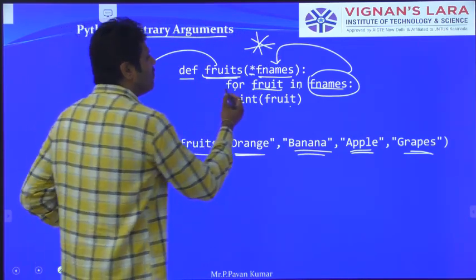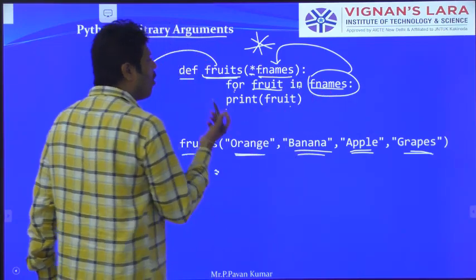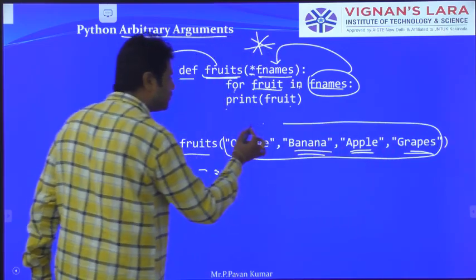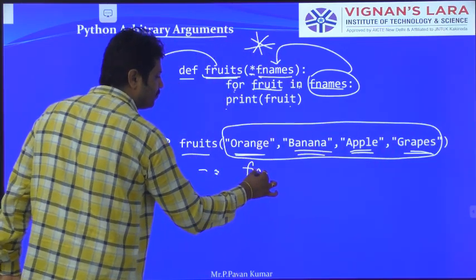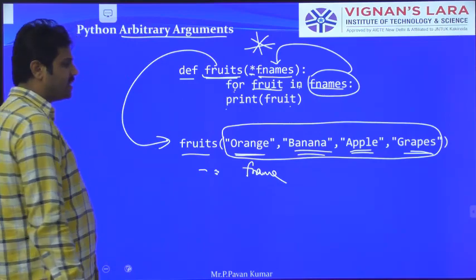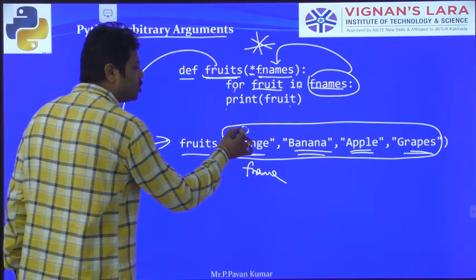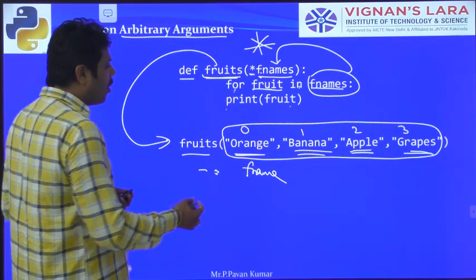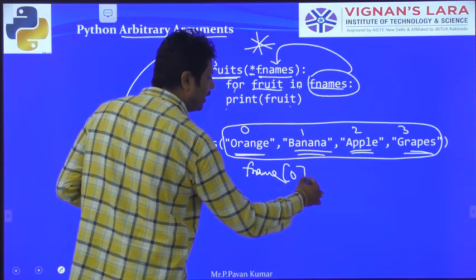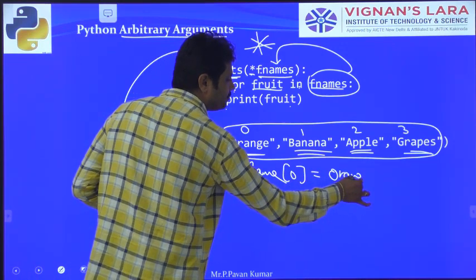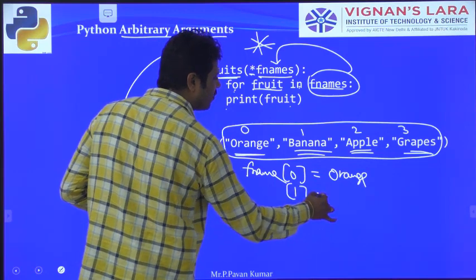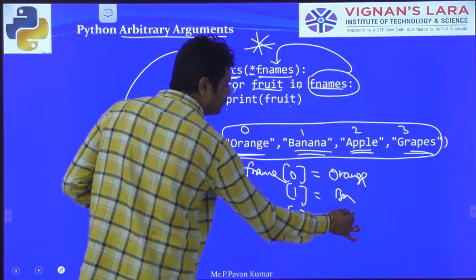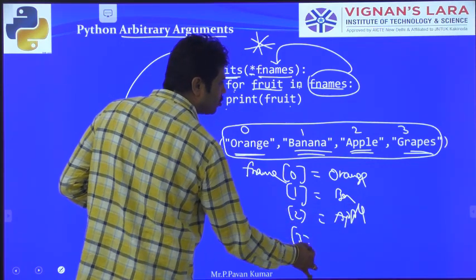With this, for fruit in f name. What is f name? F name is nothing but orange, banana, apple and grapes. This is f name. Here you have indexing for each value. For orange it is 0, banana it is 1, apple is 2 and grape is 3. So f name of 0 equals orange, f name of 1 equals banana, 2 equals apple and 3 equals grape.